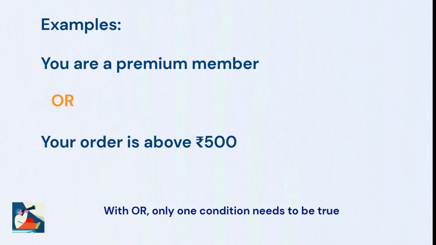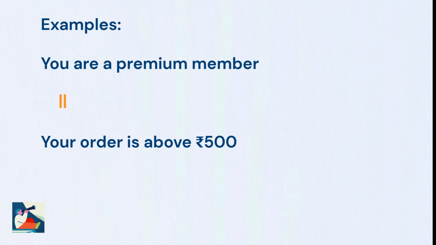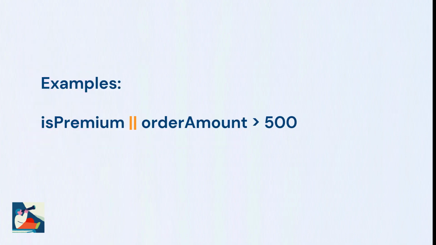In many programming languages, OR is written with the double pipe operator. For example, isPremium || orderAmount > 500. This means the customer is premium or the order amount is greater than 500 Indian rupees. Then the customer will get free delivery.